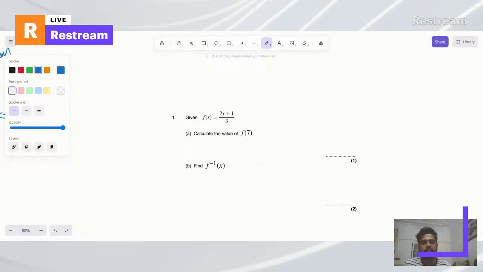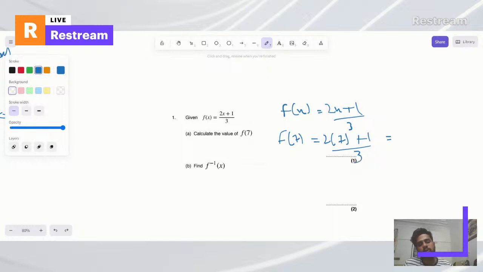Now instead of x, they have replaced it with 7. So we write f of x equals (2x plus 1) divided by 3. Now instead of x, we're going to write down 7. So f of 7, right? Then in terms of the equation as well, we're going to replace our x with 7. So 2 times 7 plus 1, divided by 3.